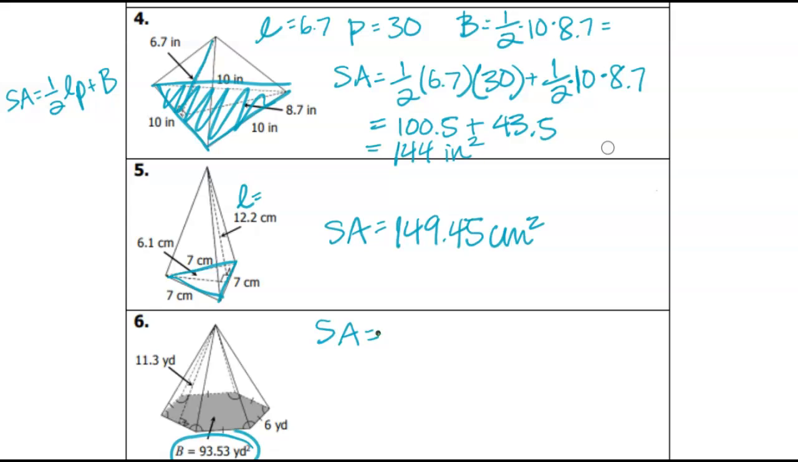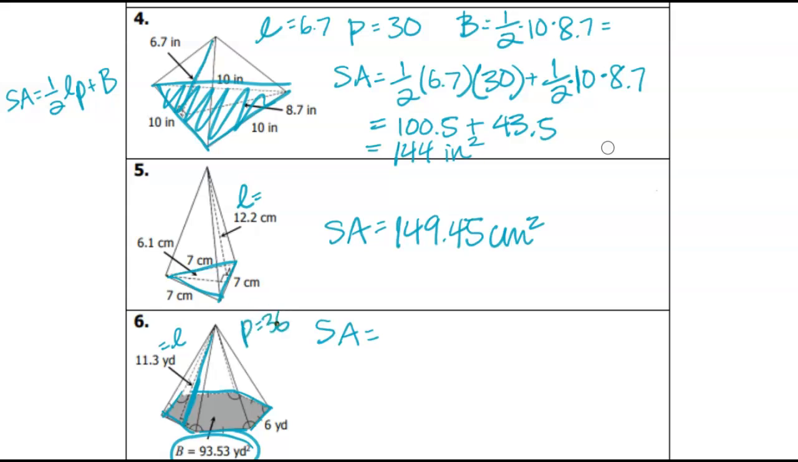So we are going to follow our surface area formula. It looks like my slant height is over here. That's 11.3. I can see that all the way around my hexagon I have those tick marks showing me that all the sides are congruent, and that's 6. So it's going to be 6 times 6 to get my perimeter, so perimeter is going to be 36.